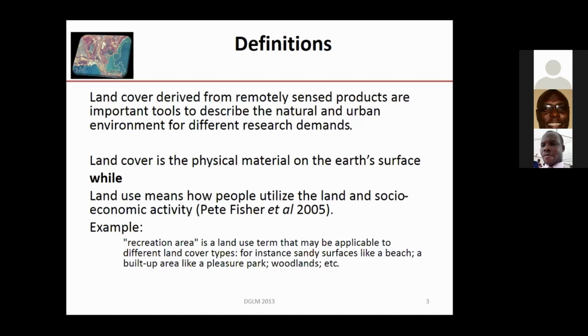Here I've given you an example of a recreation area. In this case, you have a recreation area occurring on many different kinds of land cover types. For instance, you have sandy surfaces, like a beach, or built-up areas like a pleasure park. So the pleasure park is the land use. Or another example could be if you have grassland. This grassland can be agriculture. So you can have one land cover class and many land uses for it. So once again, land cover and land use are very different.